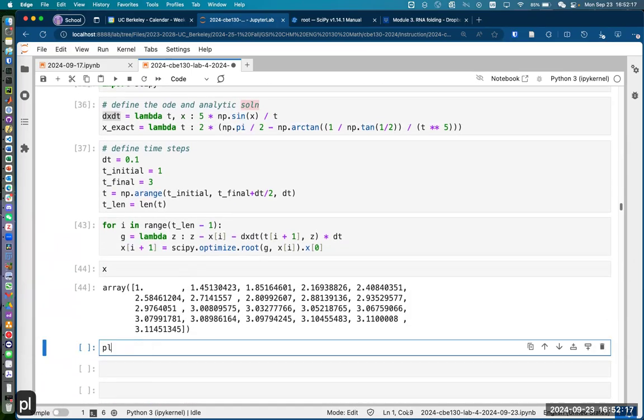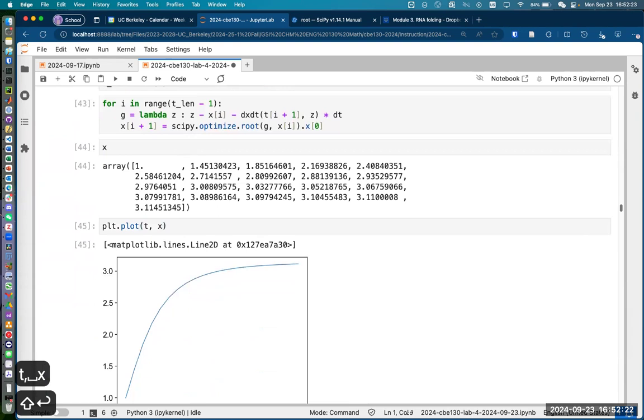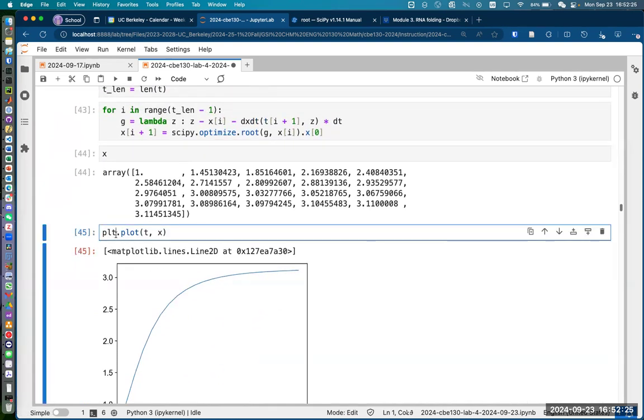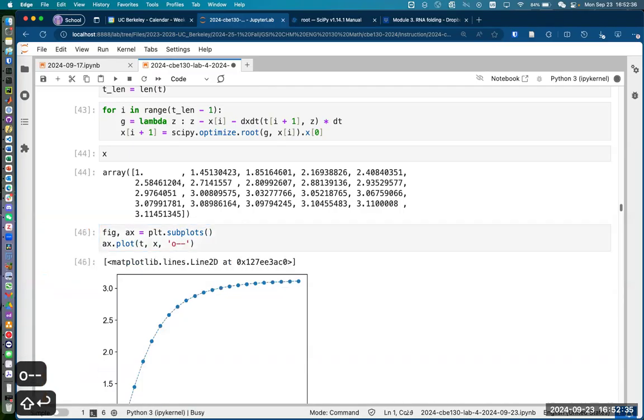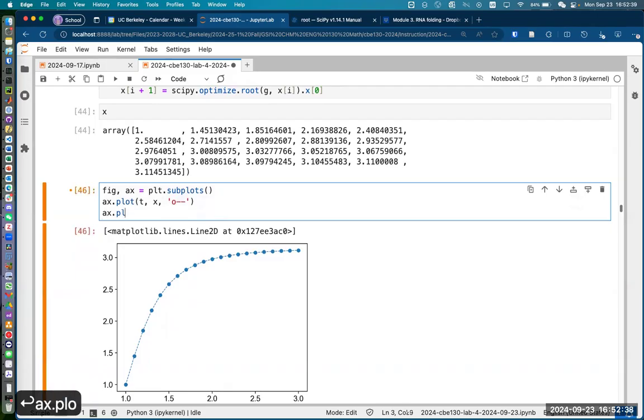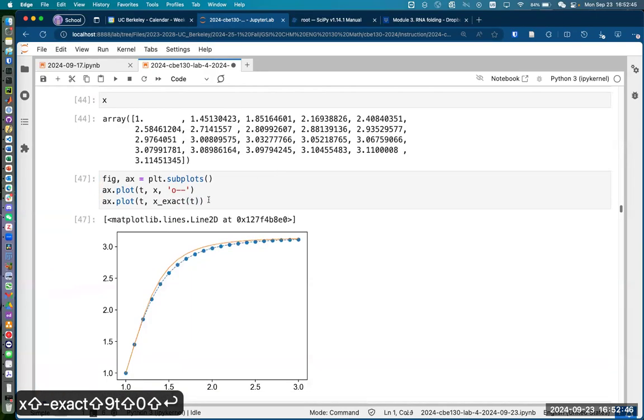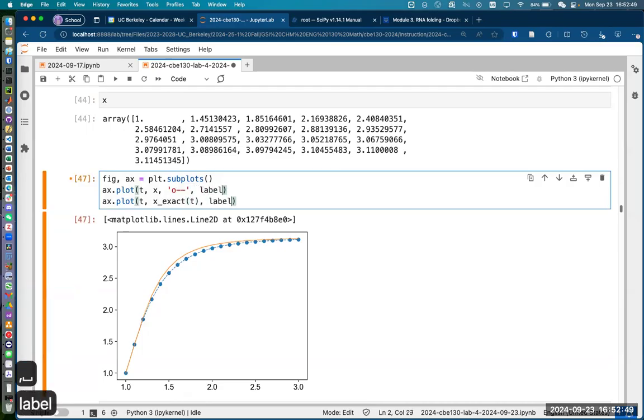We can also plot this to verify if it's similar to before. It's very similar to before. So fig, ax equals plt.subplots, and on the axes plot this with markers and a dashed line. Then you can also plot the analytic solution, so t and then x exact evaluated at t, and then label those: backward Euler and the analytic.